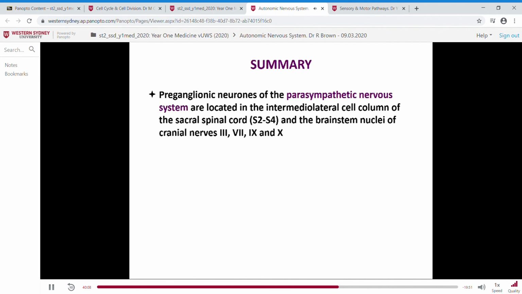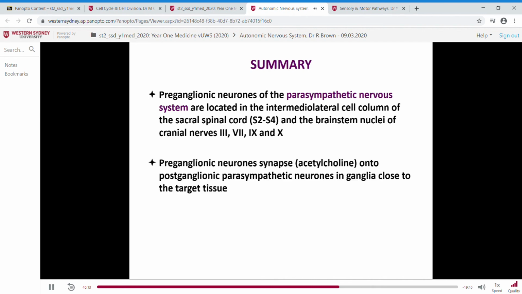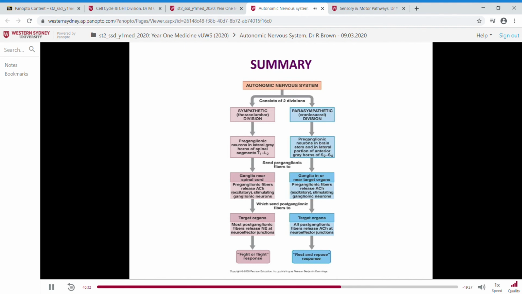Preganglionic neurons of the parasympathetic nervous system, it's the craniosacral region. They synapse via acetylcholine onto the postganglionic parasympathetic neurons in ganglia close to the target tissue. And acetylcholine is the neurotransmitter at all target tissues. So basically what I've done is just put in a few summary slides out of a few different textbooks to make it a little bit easier for you guys to understand.